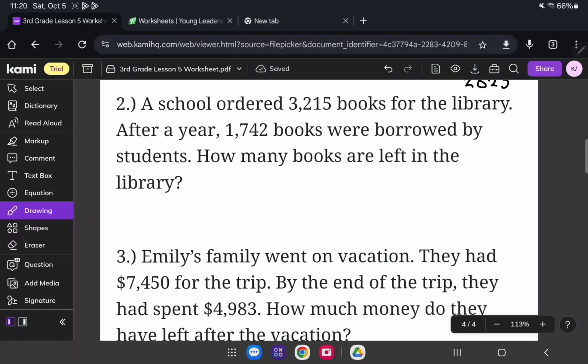A school ordered 3,215 books for the library. After a year, 1,742 books were borrowed by students. How many books are left in the library?